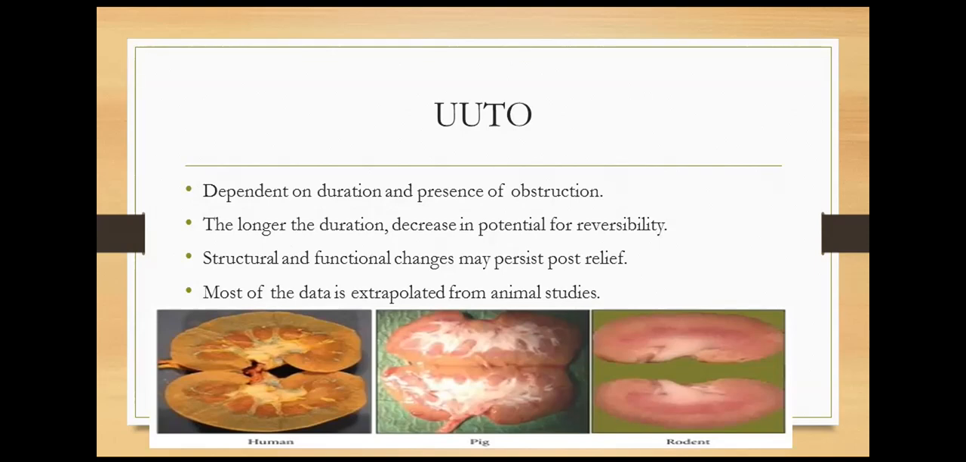I want you to note that most of the information we'll be talking about today is extrapolated from animal studies, which is why they show a human kidney, a pig kidney, and a rodent kidney. The work I'll reflect on this morning is taken from studies in rodent kidneys, in which they divided UUO to RUUO: 1 to 7 days of obstruction, then de-obstructed the rodent, and 7 to 14 days made it an RUUO, which is a recovery of unilateral ureteric obstruction.